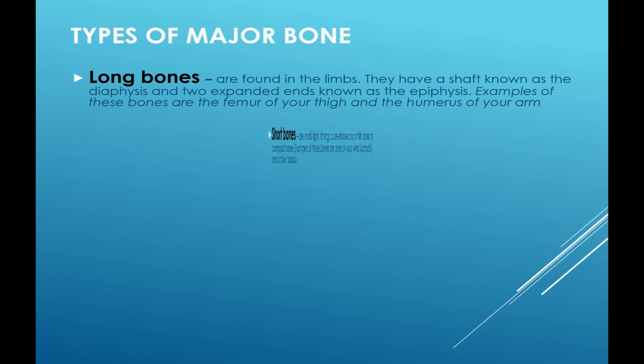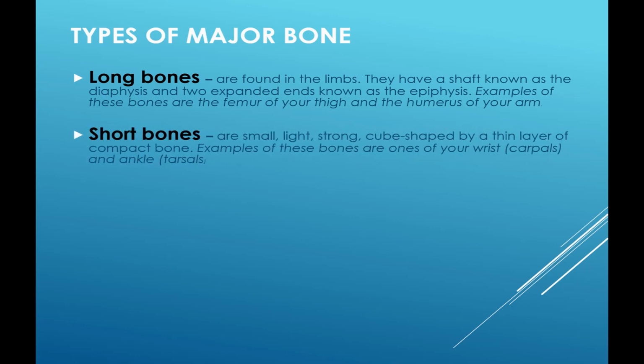Of course, if there are long bones, then we also have short bones. So short bones, as the name mentions, are shorter than the long bones, light, strong, cube-shaped, and examples of these are the wrist, which are the carpals, as we mentioned in the very first slide, and the ankle, which of course are the tarsals.